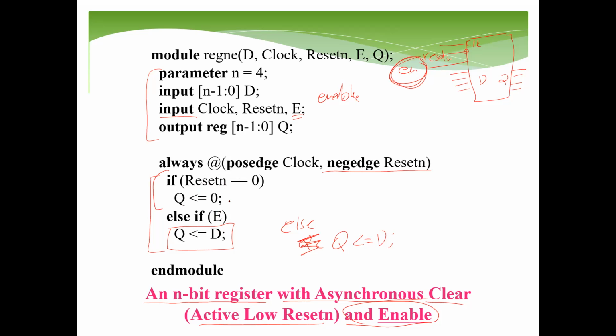Why? Because if we assume reset equals 0, at the negative edge of reset it will enter the code, it will check if reset equals 0 and it will set Q equal to 0, regardless of the value of E. So in this code, the only thing enable will disable is the loading from D to Q. But if reset is active, it will do the reset.